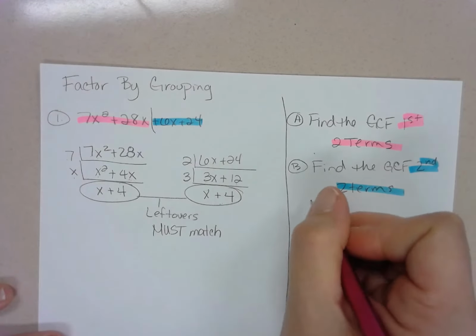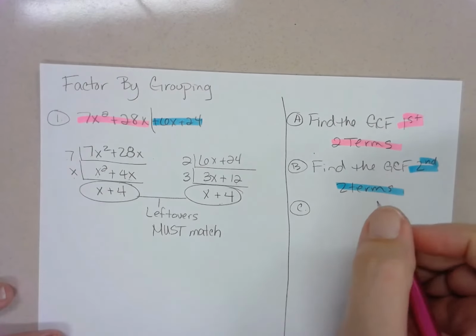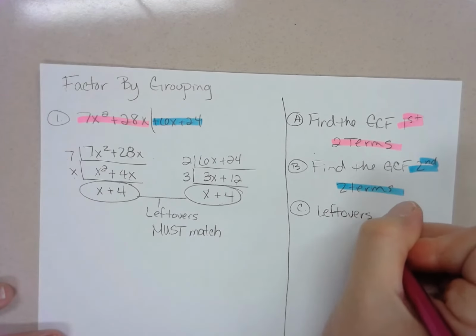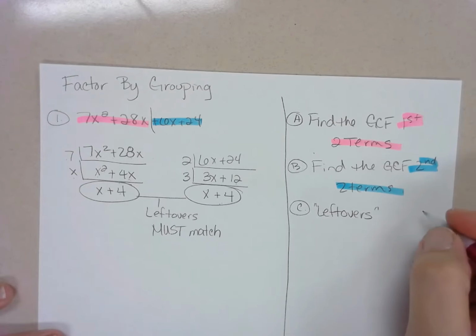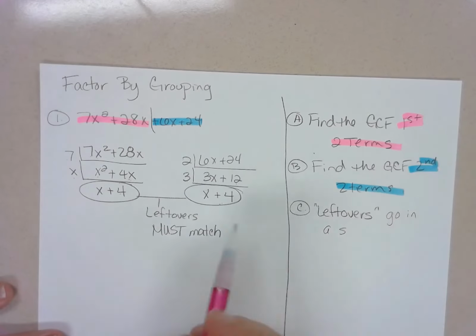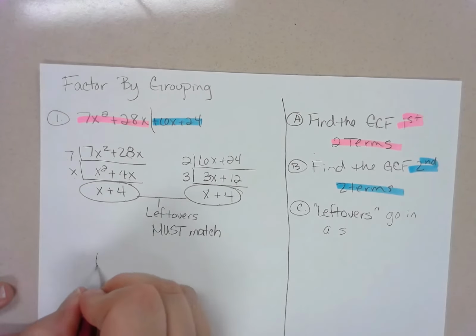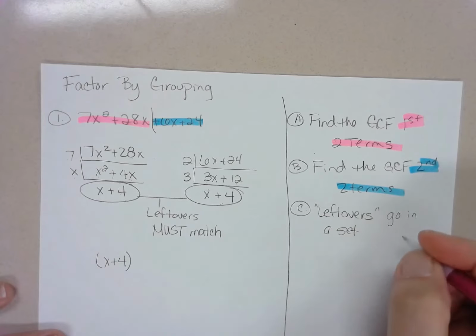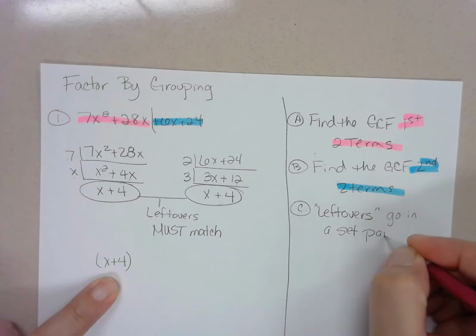So we're going to do that in 2 steps. The first part of that answer that we're going to write is we're going to take those matching leftovers, and the leftovers go in a set of parentheses. And when I say the leftovers, I mean the fact that these match. I'm going to say x plus 4. I'm not going to write them down twice. I'm only going to write them down as one set of parentheses.